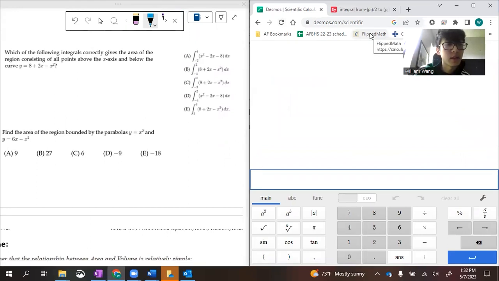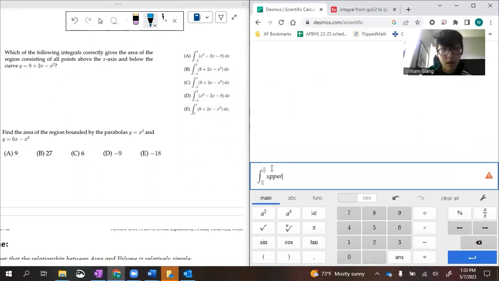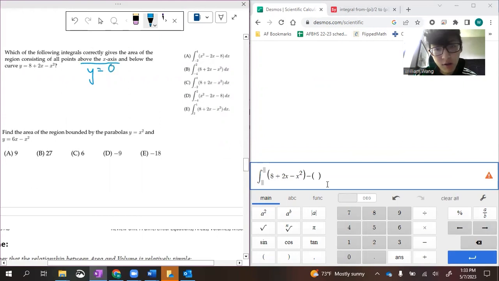All right. Which of the following integrals correctly gives the area of the region consisting of all points above the x-axis and below the curve y equals 8 plus 2x minus x squared? Okay, so think about it this way. Above the x-axis and below this curve. So my upper function is clearly going to be this 8 plus 2x minus x squared, because this one's on top and I'm looking below it. So that's my upper function minus, what is my lower function? Well, my lower function is the x-axis, so that's actually just y equals 0. So it's y minus 0 dx.